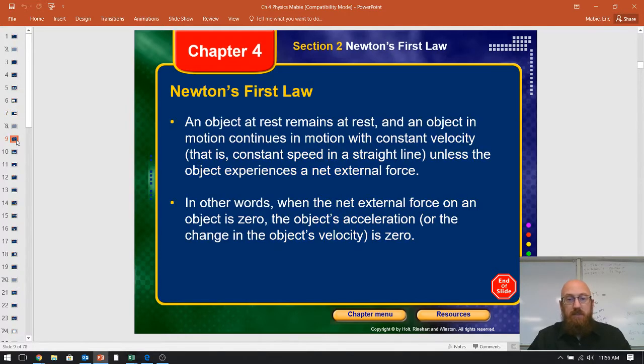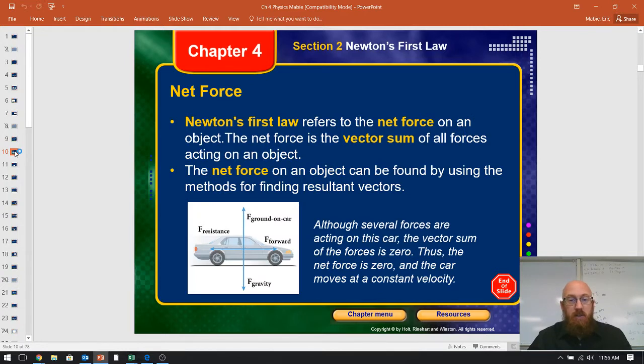So let's jump right in. Newton's first law: an object at rest remains at rest, and an object in motion continues in a straight line until acted on by an outside force. Basically, it's going to keep doing what it's doing. So there you go. Car on the ground, car forward, resistance, it ain't moving.